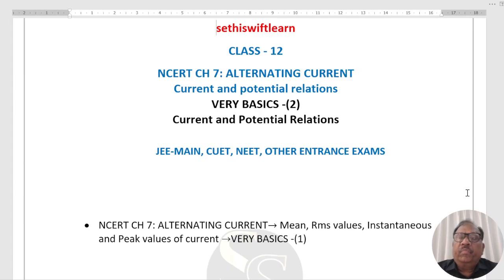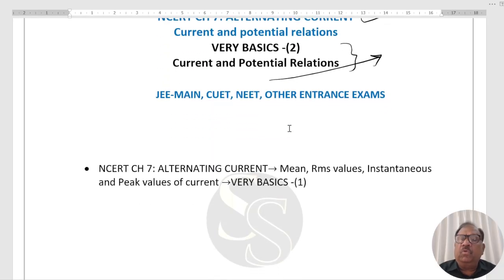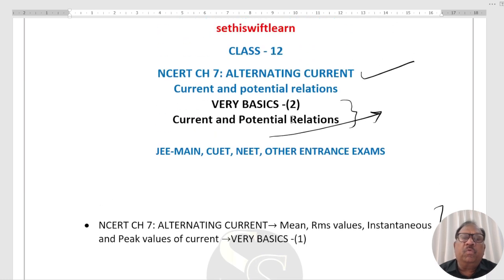Hello students, in today's session of alternating current, concepts of current and potential relations will be clear through illustrations. In earlier session, we have gone through this. That is, what is mean value, what is RMS value, what is instantaneous, what is peak value, how they are related with the mean value, which you can review on Sethi Swift Learn.